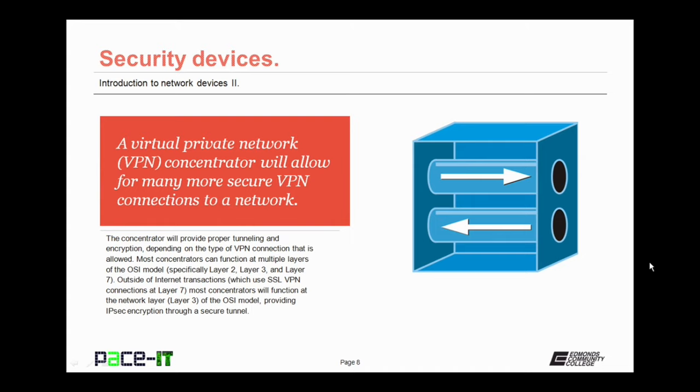Now, this will allow for many secure VPN connections to a network. The concentrator will provide proper tunneling and encryption depending upon the type of VPN connection that is allowed to the network. Most concentrators can function at multiple layers of the OSI model. Specifically, they can operate at layer 2, layer 3, and layer 7. Now, outside of internet transactions, which use an SSL VPN connection at layer 7, most concentrators will function at the network layer, or layer 3 of the OSI model, providing IPsec encryption through a secure tunnel.